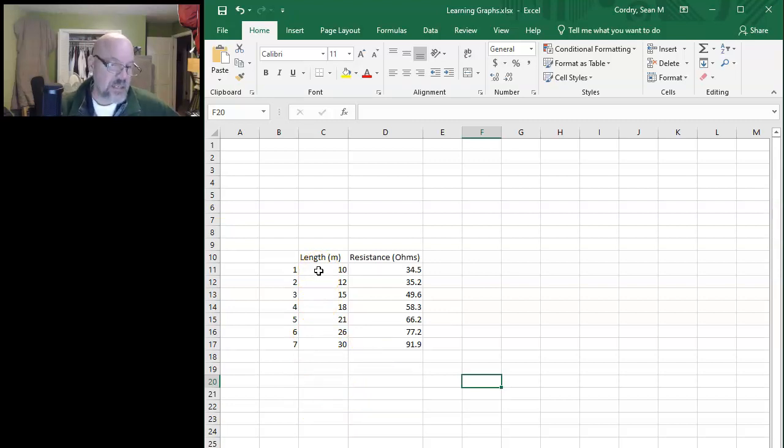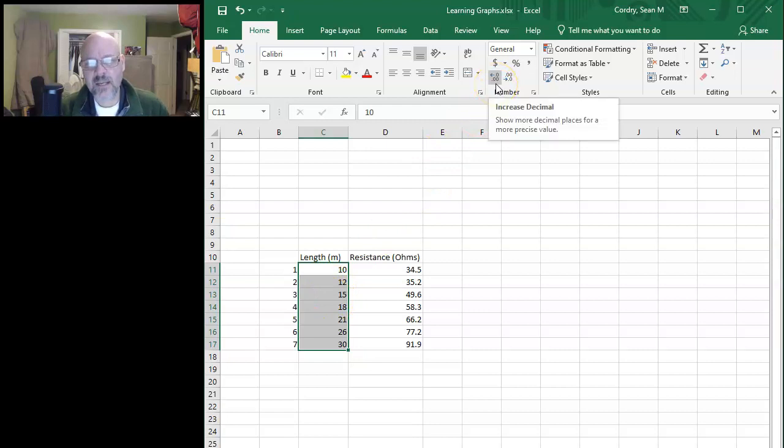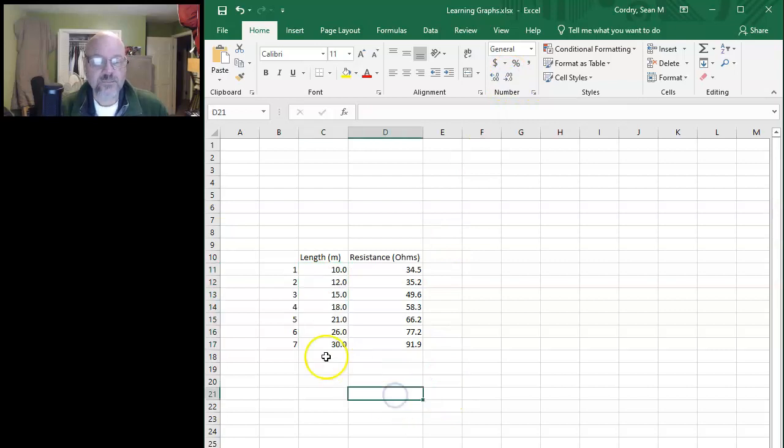Now when I did my measurement, I actually have one more digit on there. So what I'm going to do, because I want it to be like 10.0, 12.0, 15.0, etc., is come up here and see this. It increases the decimal, decreases the decimal. So I'm going to increase that one. Boom. Now I don't know why it went so high. We don't want it that much, so I'm going to hit the one that says decrease. We're going to back it down just a little bit like that. Now I've got 3 sig figs on both sides.